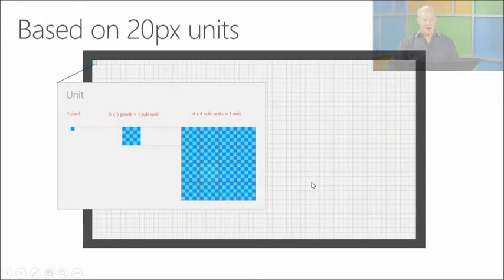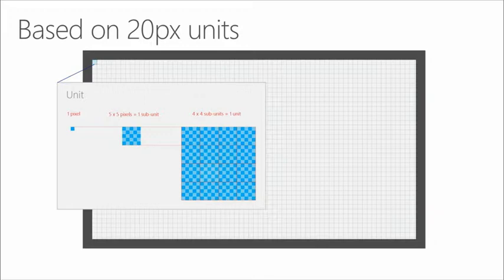Now, when we talk about the grid and we talk about laying out content or controls on the page, we don't necessarily want to think in pixels. What we want to do is think in units. And in particular, we want to use 20 pixel units to lay out the content across that consistent grid.